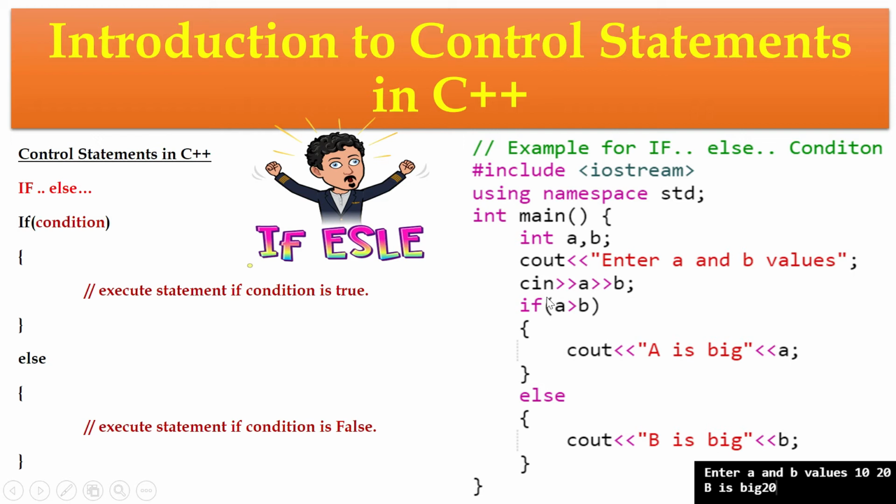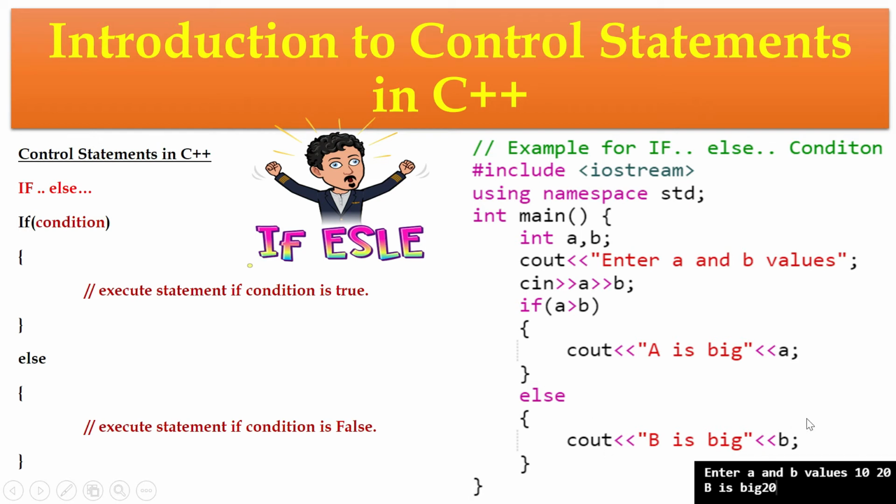I'm going to make a logic. If A is greater than B, if the condition is true, the logic is true, so this part will be executed. That is, I'm going to print "A is big" using a cout statement, and I'm going to display the A value. If the condition is false, the else part will get executed. So cout "B is big," and I'm going to print the B value.